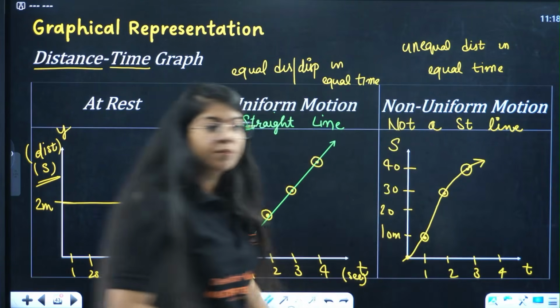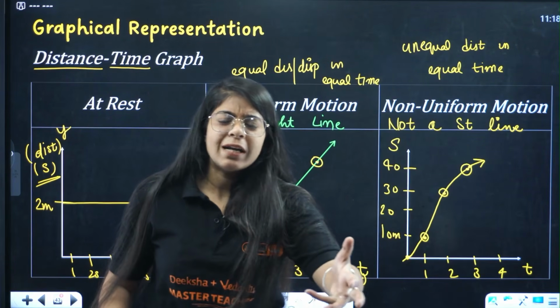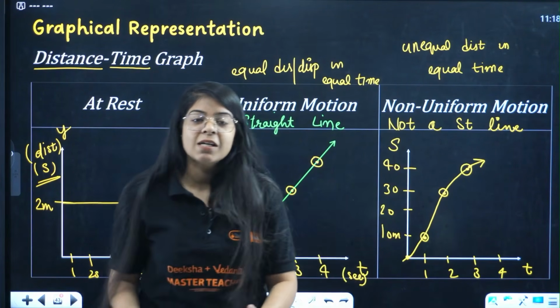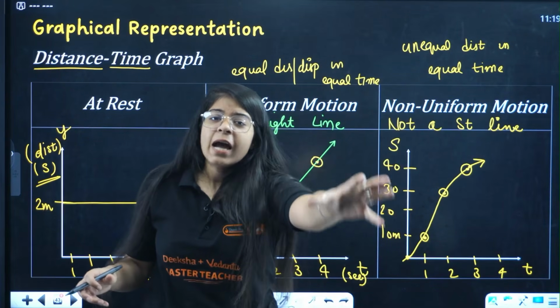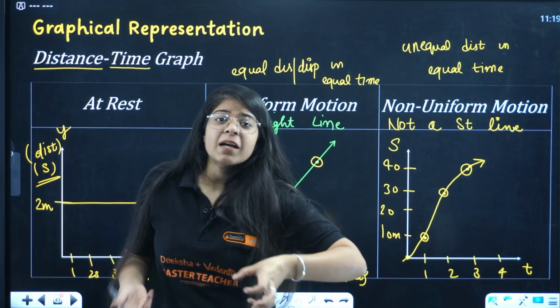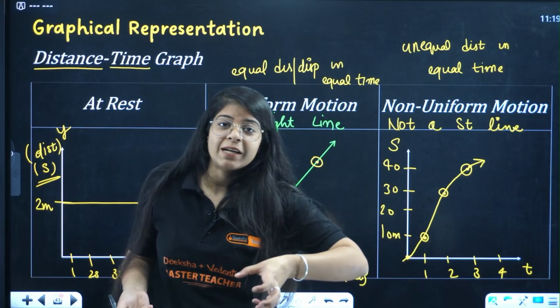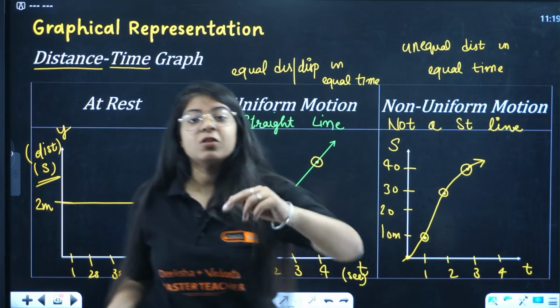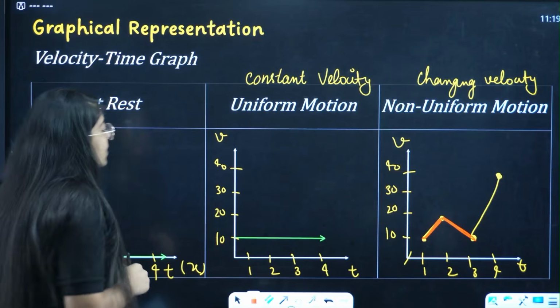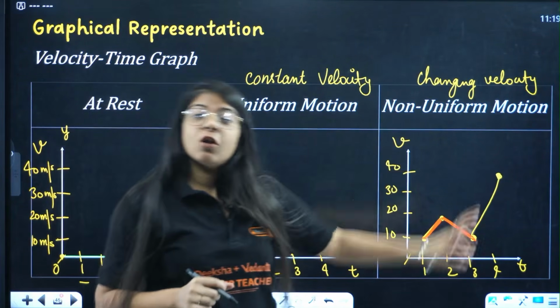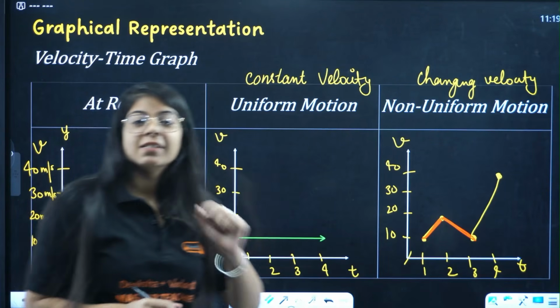When you go to a burger shop and come back, the distance does not decrease. Your bike's speedometer will still show that you went 5 kilometers and just came 1 kilometer back. It won't say 4 kilometers now; it will say 6 kilometers, because distance is always increasing. Displacement, however, can decrease. Distance can't. Velocity can decrease, but distance can't.